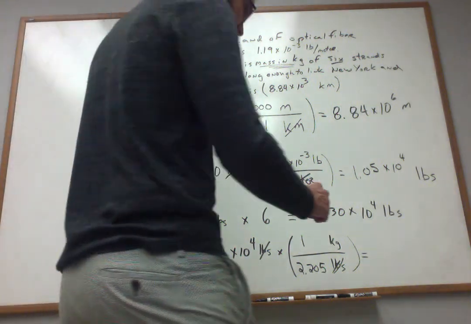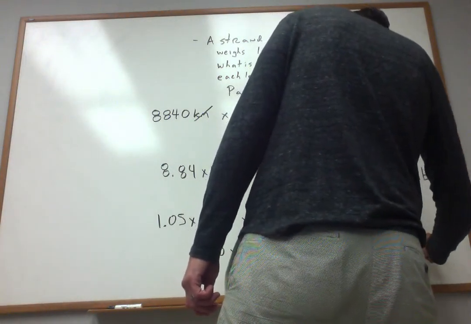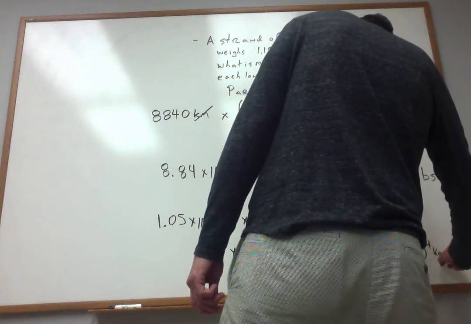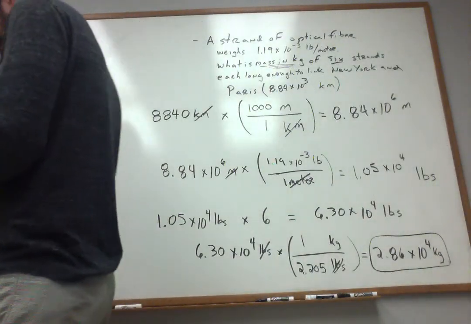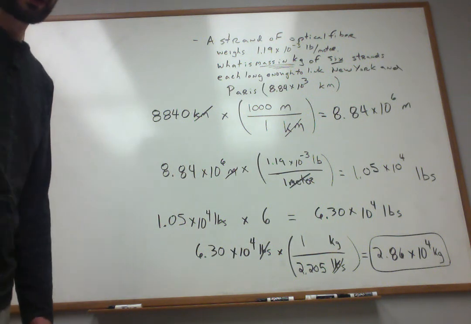So you do the math on this, and it works out to 2.86 times 10 to the fourth kilograms. And that'd be our final answer. That is the mass of 6 of these strands that can stretch between Paris and New York.